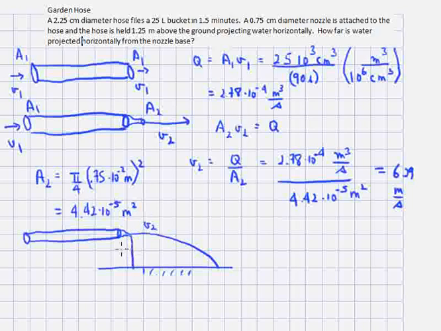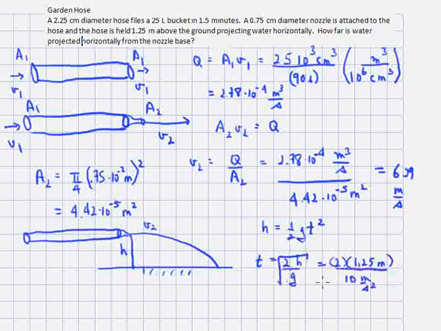And if the hose nozzle is the distance h above the ground, I'm going to first of all compute the fall time, which is going to be given by h is equal to 1/2 g t squared, which means that t is equal to the square root of 2h over g, square root of 2 times 1.25 meters divided by 10 meters per second squared, using an easy number for g, and that computes out to be half a second.